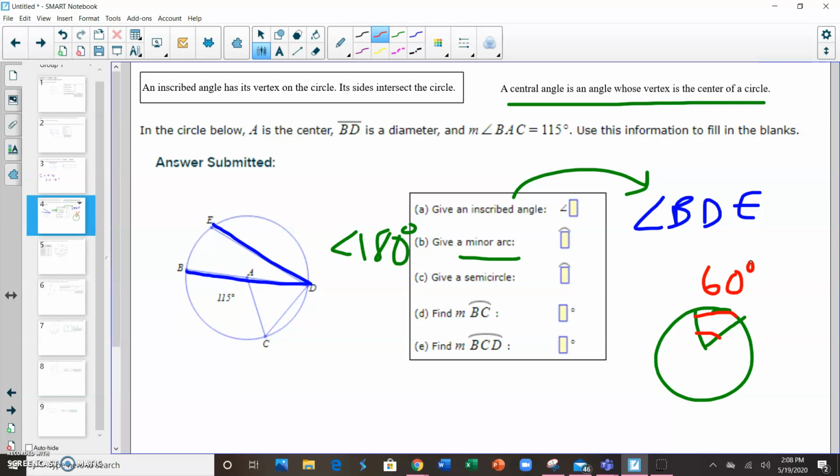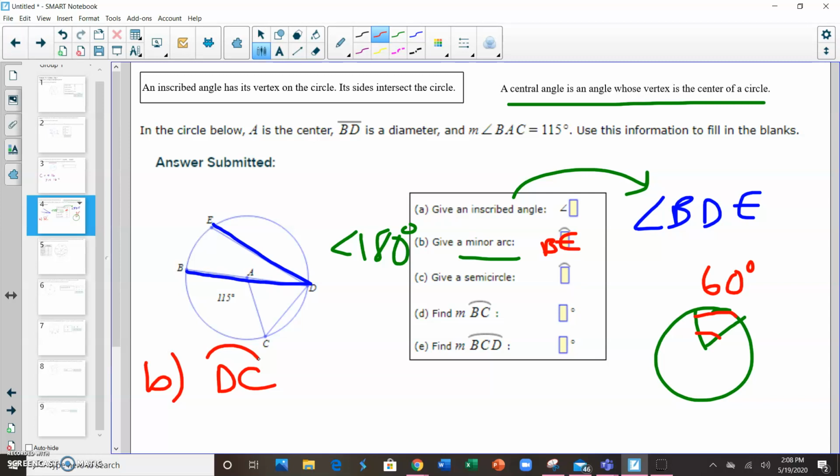All right, so in this problem, we have the inscribed angle. The minor arc, there's a bunch of minor arcs. We could say that a minor arc would be BE, because that is under 180 degrees. For part B, we could also say that DC is a minor arc, and you put an arc symbol above it.